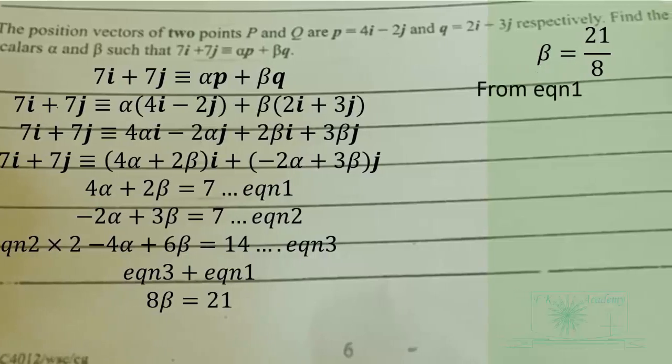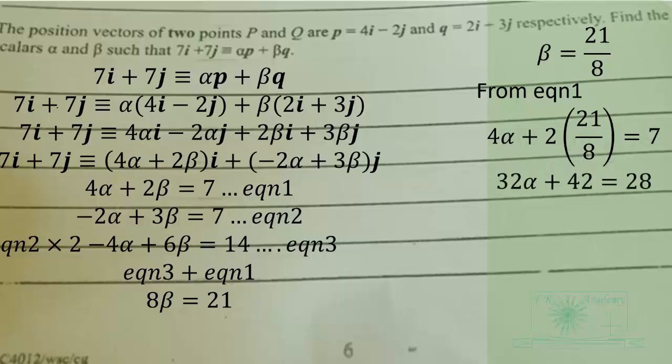We can put the value of beta into equation 1 to get 4 alpha plus 2 times 21 over 8 equals 7. Then we can now solve for alpha to get 14 over 32 or 7 over 16.